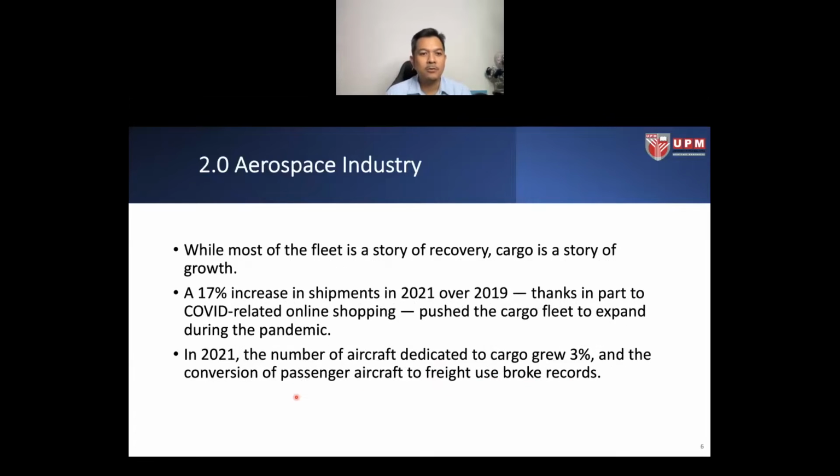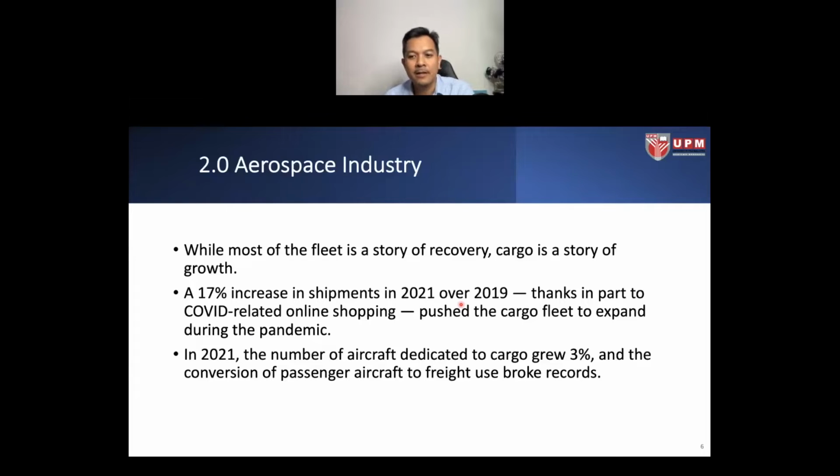Okay. So while most of the fleet is a story of recovery, the cargo is a story of growth, because many of the wide body aircraft are being converted into cargo, meaning that, for example, bigger aircraft like 777, A380, and many wide body aircraft are being converted into cargo. So we can see here a 17% increase in shipments in 2021 over 2019, because 2019 is before the pandemic, and now the cargo fleet has already increased by 17%.